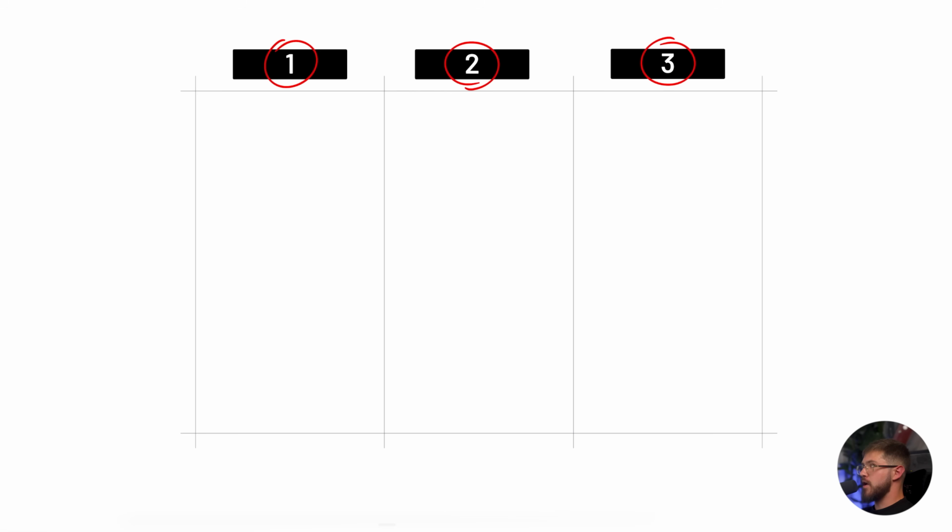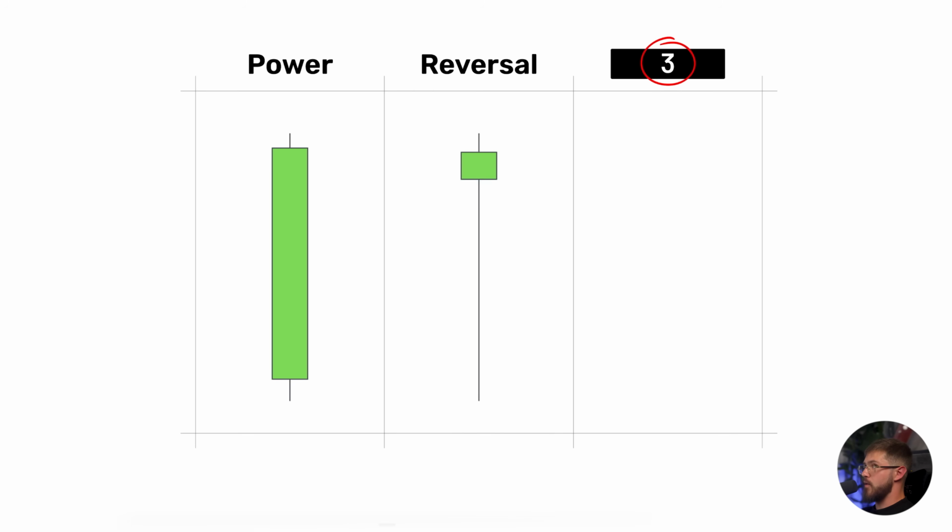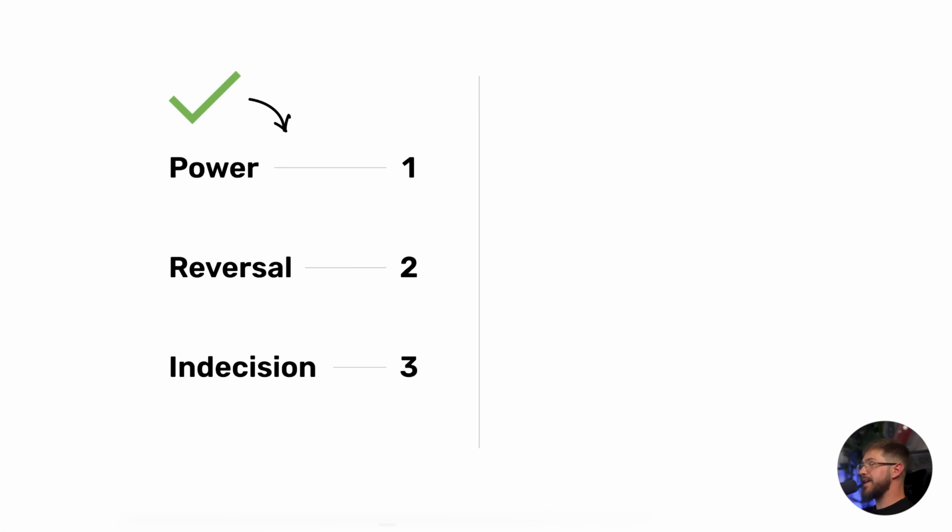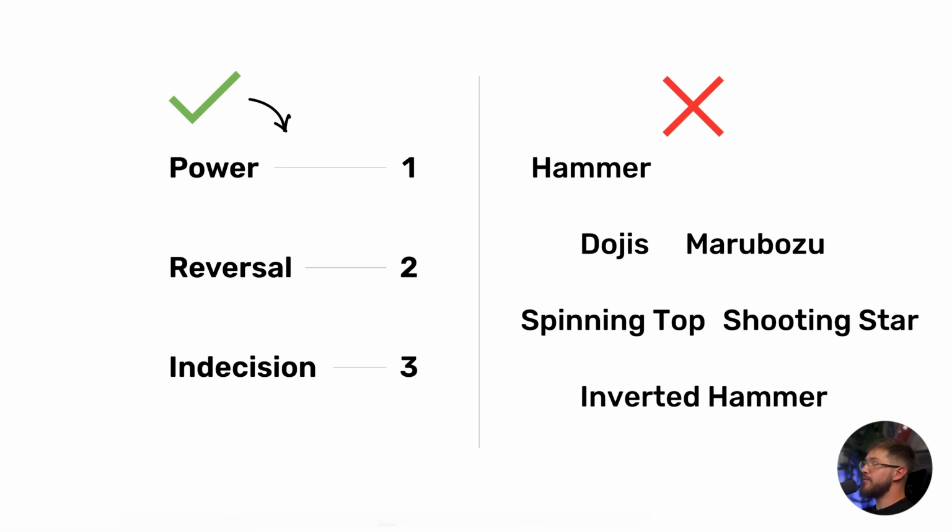And here's the best part. All the patterns in each category work basically the same way. All power candles are used the same way. All reversal candles are used the same way. All indecision candles are used the same way. And once you understand these 3 categories, you'll never need to memorize individual pattern names again.